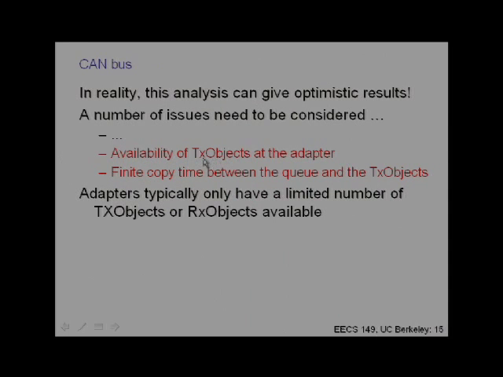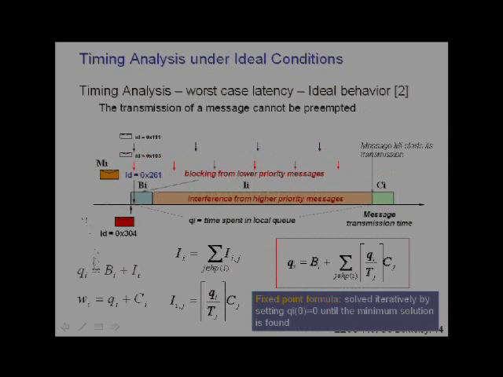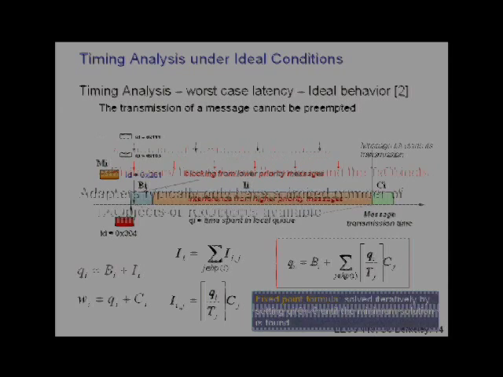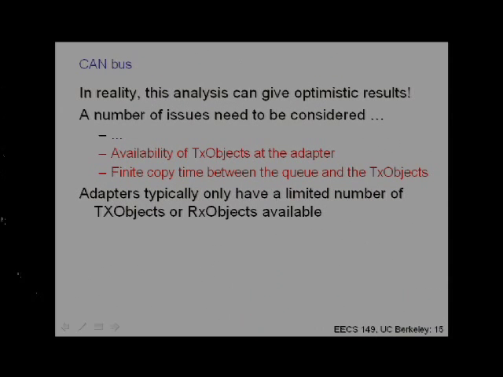And then there's also this issue of, in this case, we didn't really talk about the time it takes to copy a message through the different layers on the ECU, from the application software into the adapter buffer, for example. And that takes time as well, and here we've abstracted that away. So when you actually have to do timing analysis for a CAN bus, you have to consider all these cases that show up.